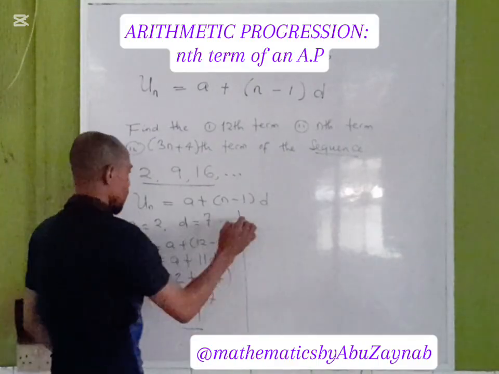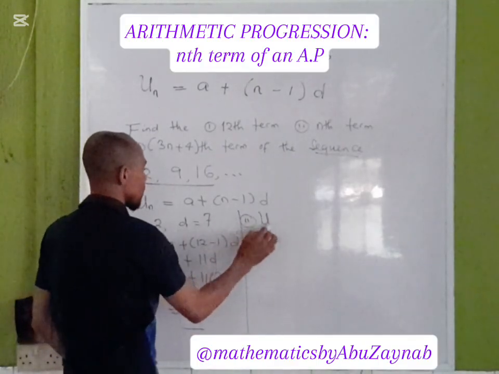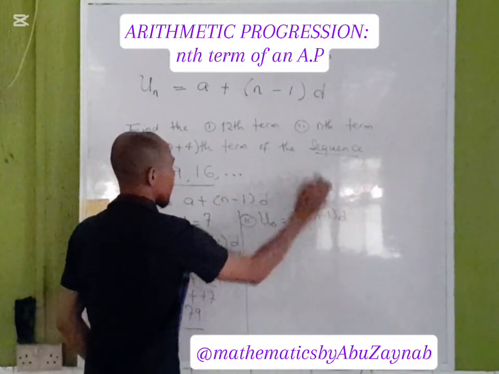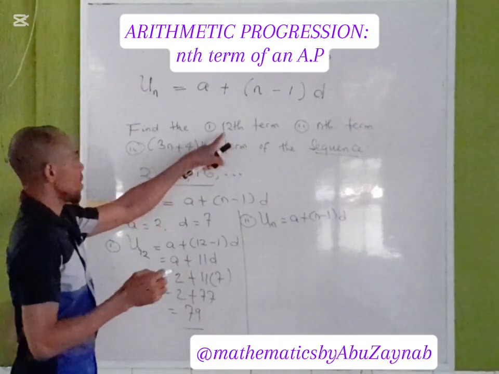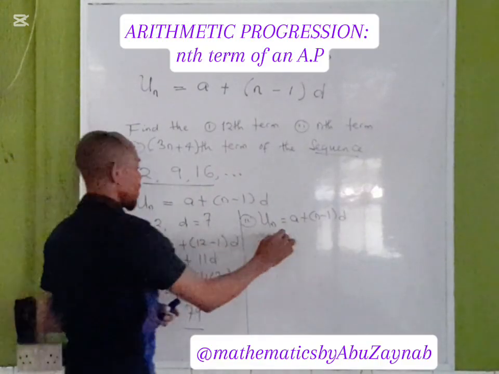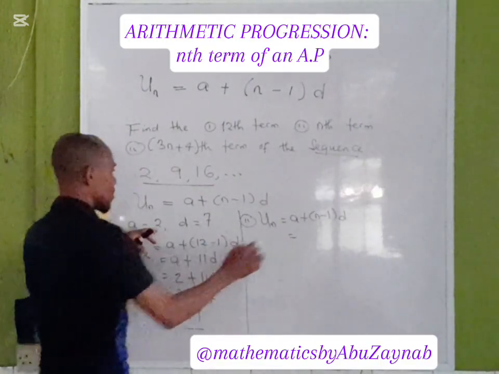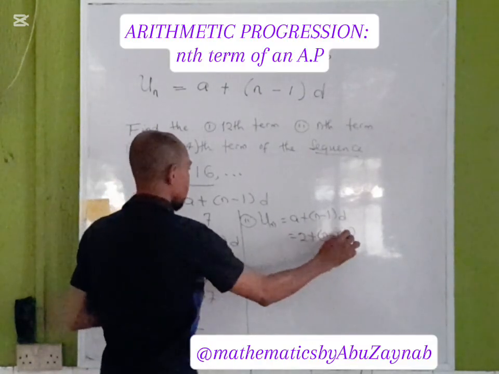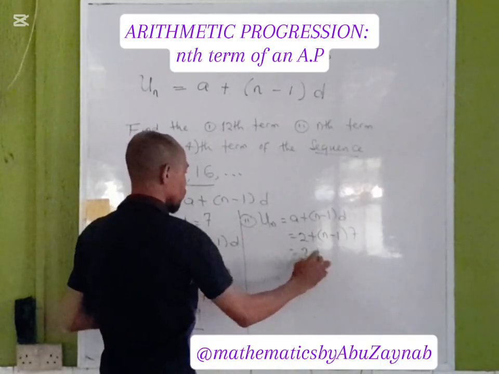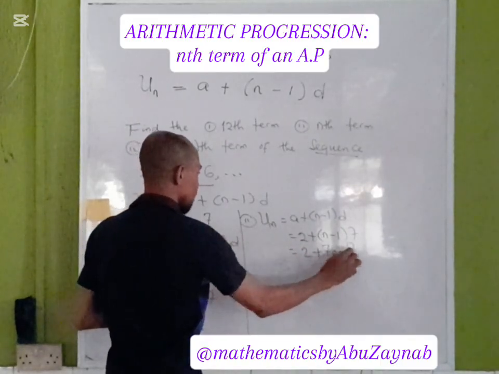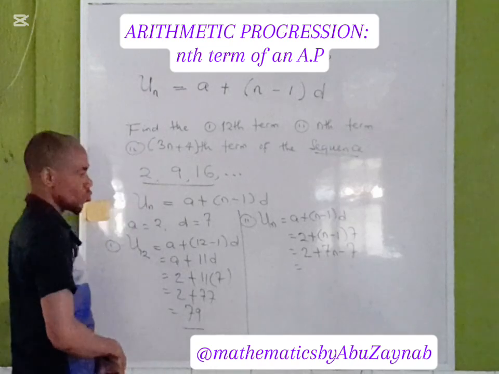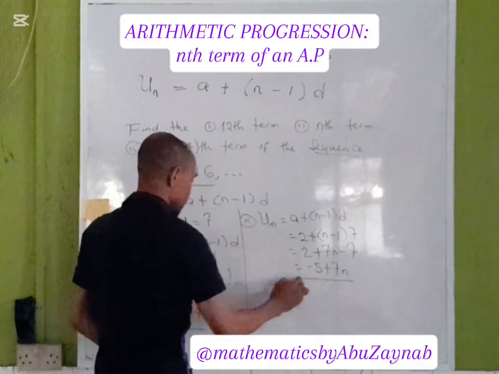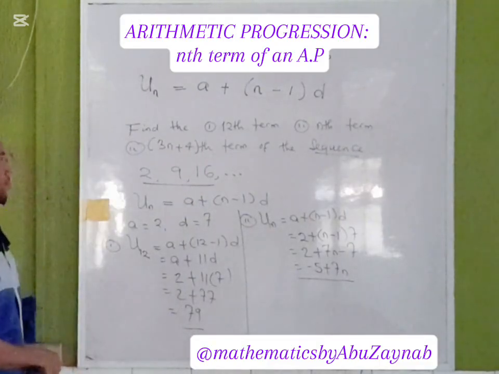Then we have the nth term. We are required to find the nth term. So as I said, the n simply replaces the n in the formula, just the way 12 replaces n. So the n remains n here. We just substitute our A, which is 2, n remains n, and D, which is 7. So in simplifying, we have 2 plus 7n minus 7. And collecting like terms there, 2 minus 7, we have minus 5 plus 7n. That is the nth term.